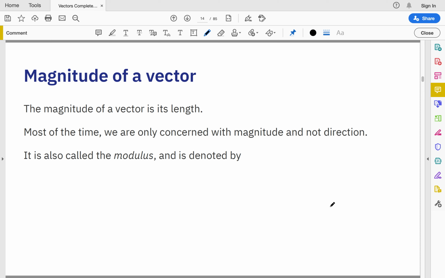So now let's talk about the magnitude of a vector. The magnitude of a vector is actually just a fancy way of talking about the length of a vector. This is also called the modulus, and it's denoted by these 2 signs that look like the absolute value sign. So let's say we have a vector A. This mod A would be the magnitude of the vector. So how do we calculate the magnitude of a 3D vector?